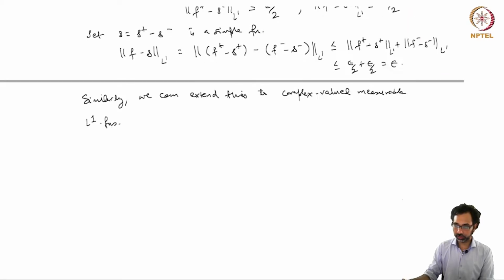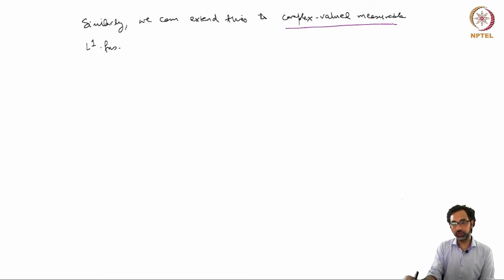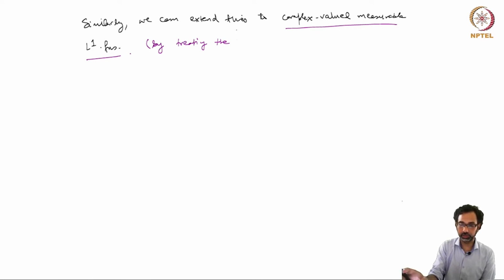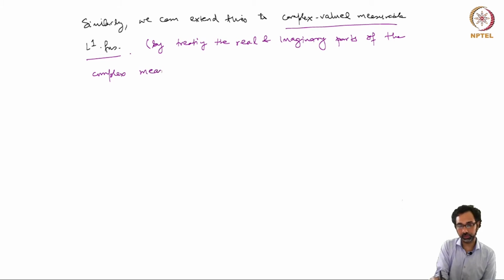So we have shown that we can extend this to complex valued L1 functions as well, just by separately treating the real and imaginary parts of the complex measurable function f. So this proves the first part.